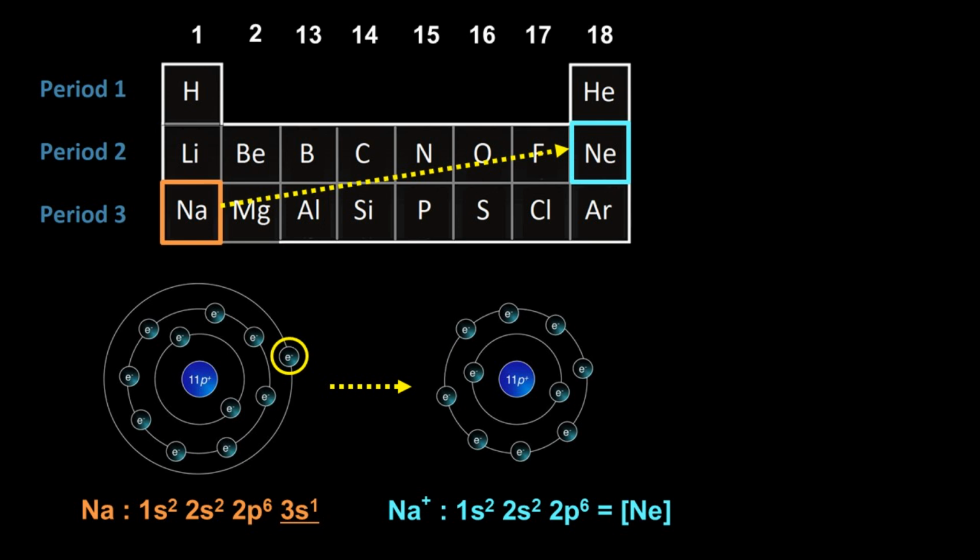Let's take a look at an example, sodium. Sodium has just 1 electron in its outermost shell. To become more stable, it loses that electron and forms a sodium ion, Na+. And by doing that, it ends up with the same electron configuration as neon, a noble gas in the second period.